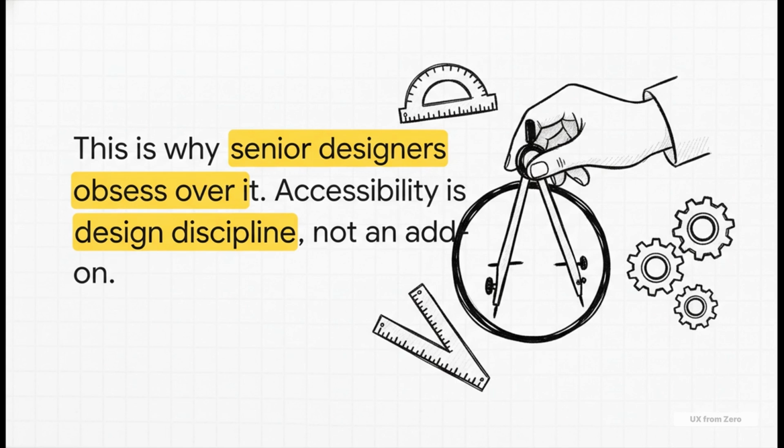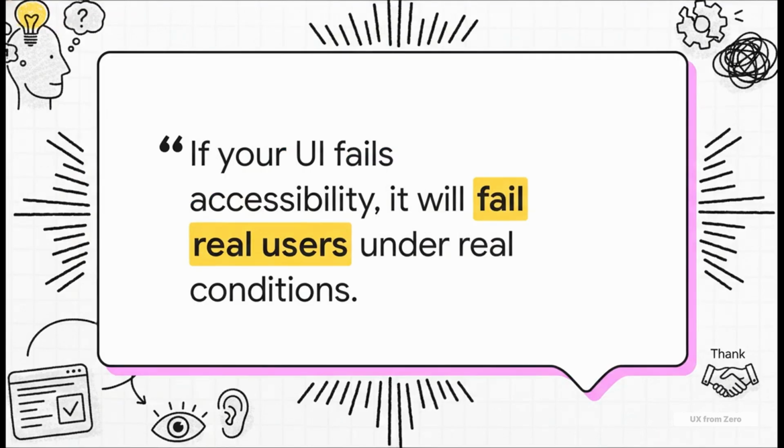It is design discipline. So I'm going to leave you with this final thought. If your UI fails an accessibility check, it's not just some technical thing you missed. It's basically a guarantee that it's going to fail a real person in a real-world situation. So remember this. Accessibility isn't extra work. It's just what good design is.